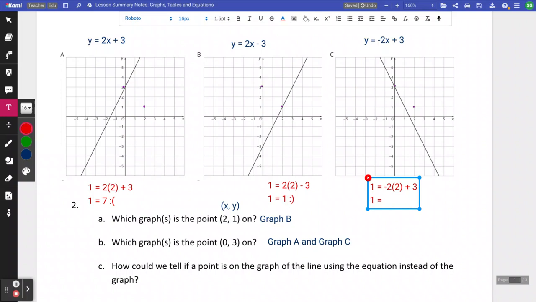We get 1 equals negative 2 times 2, which is negative 4, plus 3. And negative 4 plus 3 is negative 1. So again, I'm seeing that didn't work out.